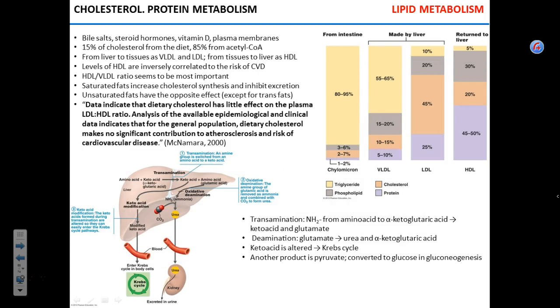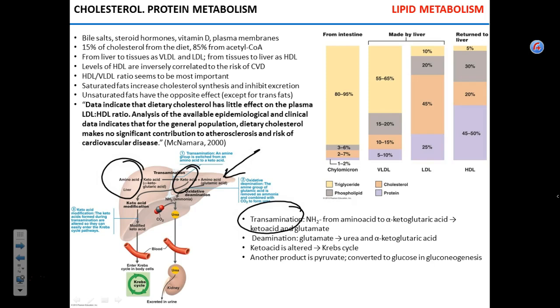Now we've got fats, we've got carbs. Let's talk quickly about proteins. So in the protein situation, you have amino acid. Okay? The first step of protein metabolism is so-called transamination. When amino acid and alpha-ketoglutarate acid swap the functional groups, and you have keto acid and glutamate.